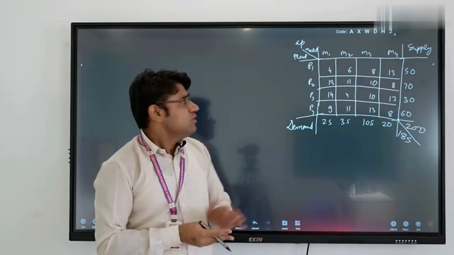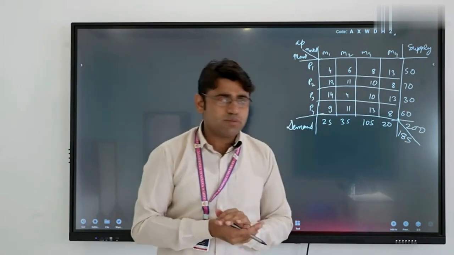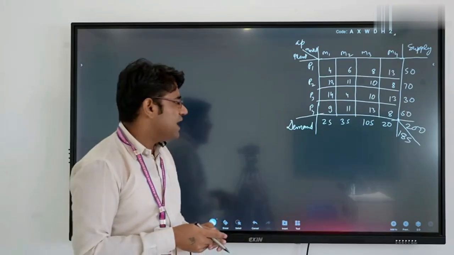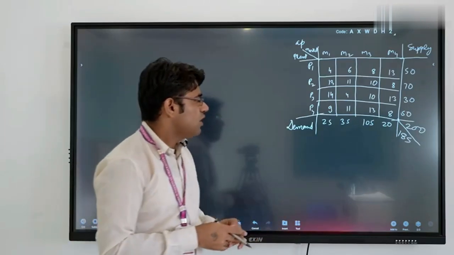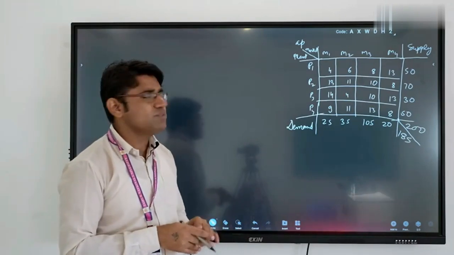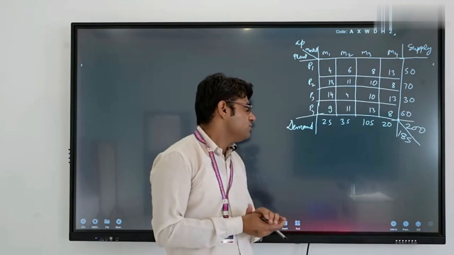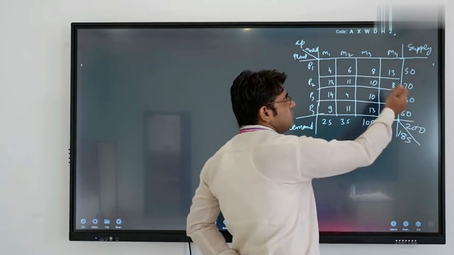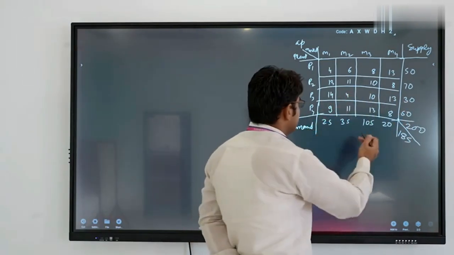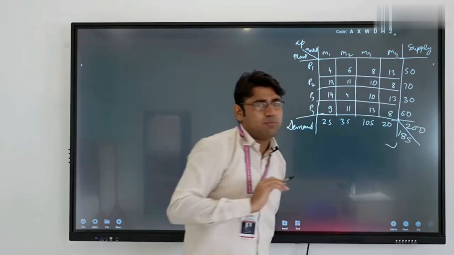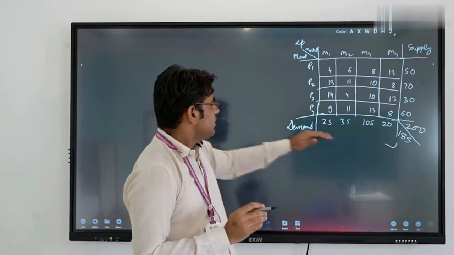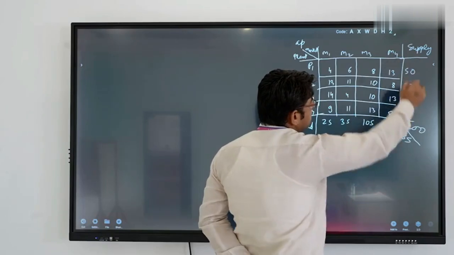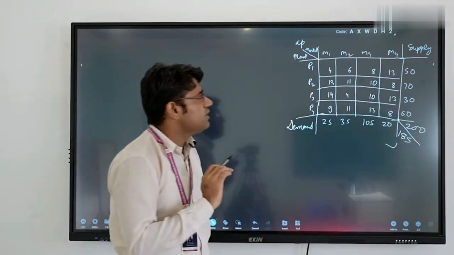So now this problem is solved by Vogel's approximation method. First we convert the problem to a balanced transportation problem. So how to convert the unbalanced transportation problem to a balanced transportation problem? First we check whether the demand is less than the supply. Here demand is less than the supply. So here we introduce the dummy column.